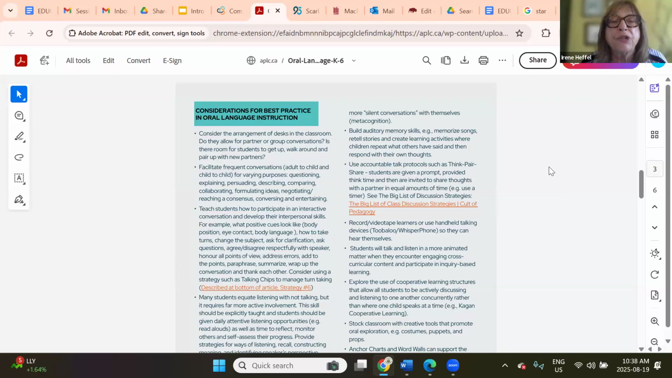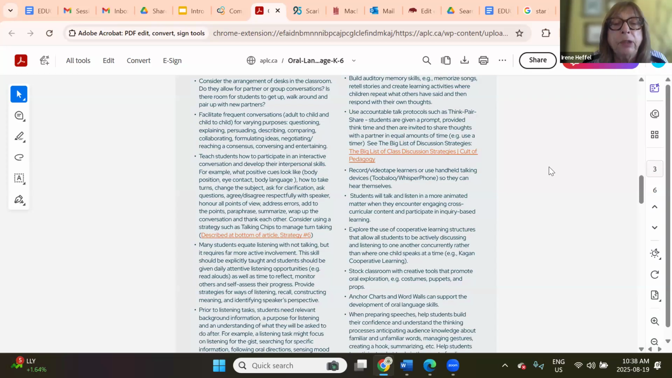Consideration for best practice, again, a deeper look at what goes on. How does your classroom look? Is it amenable to oral language instruction? How do I infuse it into all of the work that I do in an elementary classroom? There are some links that you can go to that provide further information, and it's just a very good, deeper kind of place to go.